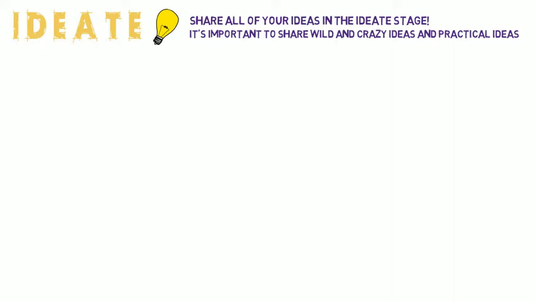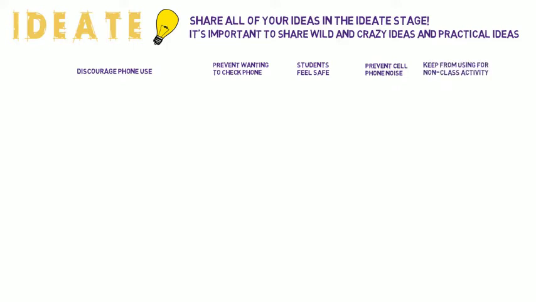Before you share ideas, take a few minutes to review what your team identified as takeaways, or the things you want your final solution to do. The design team has already identified that their perfect solution will discourage phone use, prevent students from wanting to check their phone, make sure students feel safe knowing where their phone is, prevent cell phone noise, and keep students from using their phone for non-class related activity.